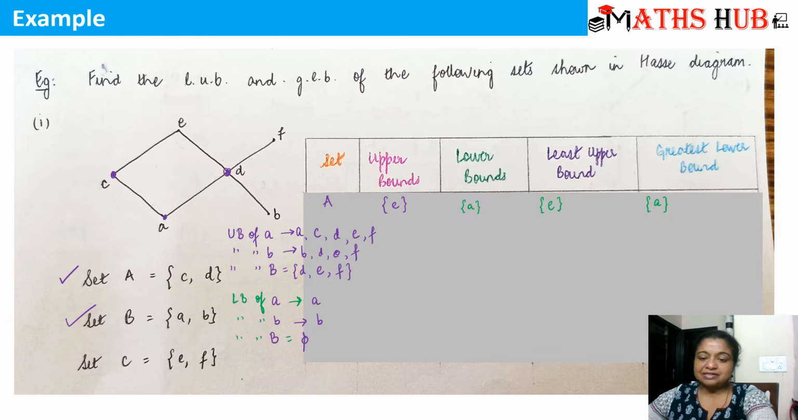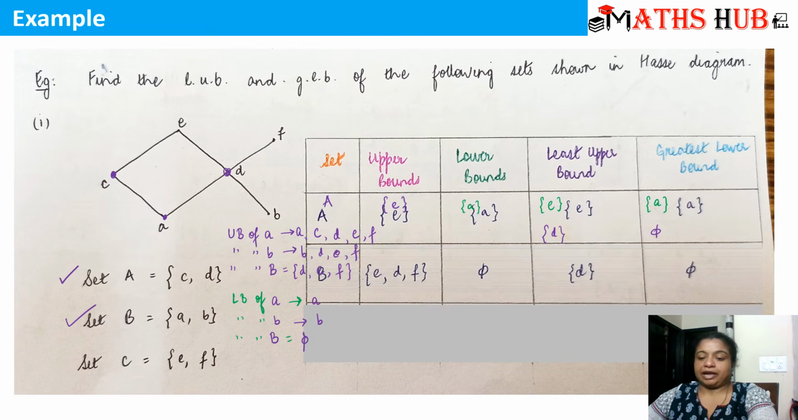Right? Now let us come to the least upper bound and the greatest lower bound. So for set B, the upper bounds are D, E and F. I have to select the least among them. I hope this is making it clear. We have three elements. So the least among them is D. And since in the lower bound set there is nothing, so the greatest lower bound will be an empty set. Right? Okay. So now let's talk about the last set, that is set C.